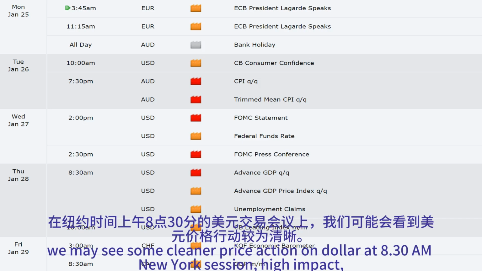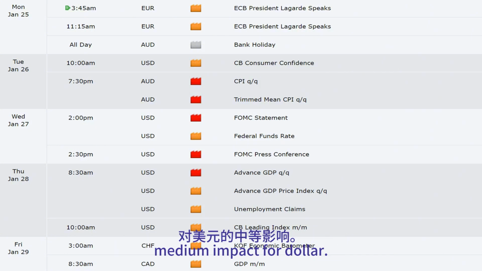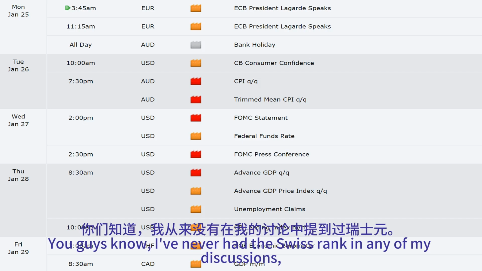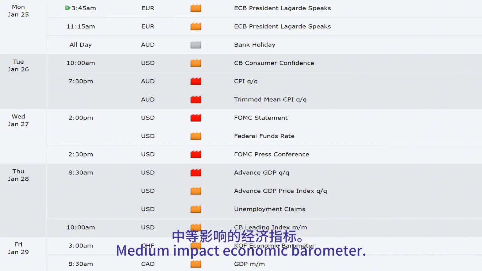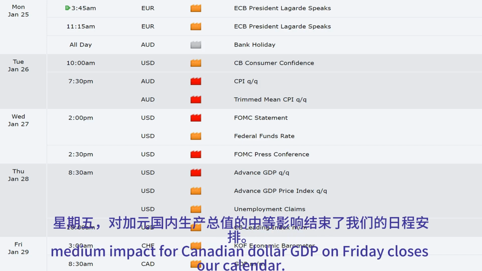On Thursday, we may see some cleaner price action on dollar at 8:30 a.m. New York session, high impact advanced GDP. And then we have the unemployment claims, medium impact for dollar. And on Friday, 3 a.m., how did I get that Swiss in here? You guys know I never have the Swiss franc in any of my discussions, but I'm not sure how I got that there, but there it is for you. You can see it, medium impact economic barometer. And just so you know, I don't trade Swiss franc. But 8:30 a.m., medium impact for Canadian dollar, GDP on Friday closes our calendar.